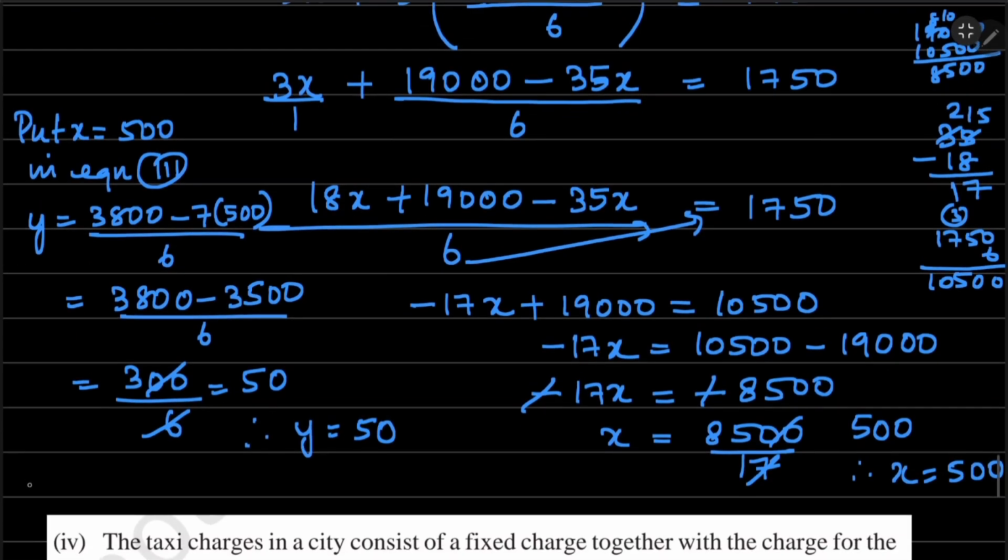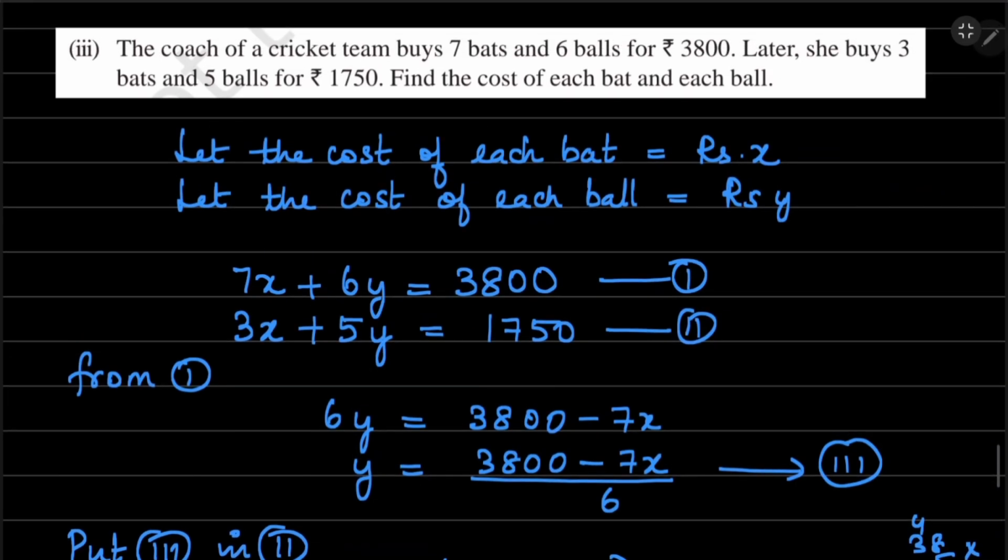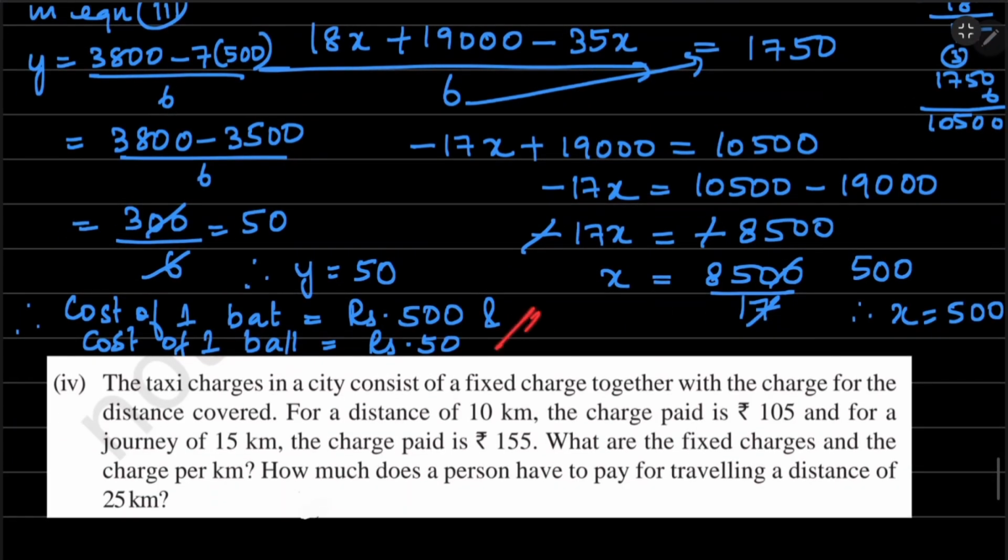Okay. So you should finally write, therefore, the cost of one bat is nothing but rupees 500 and the cost of one ball is nothing but rupees 50, because that's what we assumed initially, right? X is nothing but the cost of each bat. X we have got as 500 and Y we have got as 50. Okay, so fine, this is the final answer. I hope you understood.